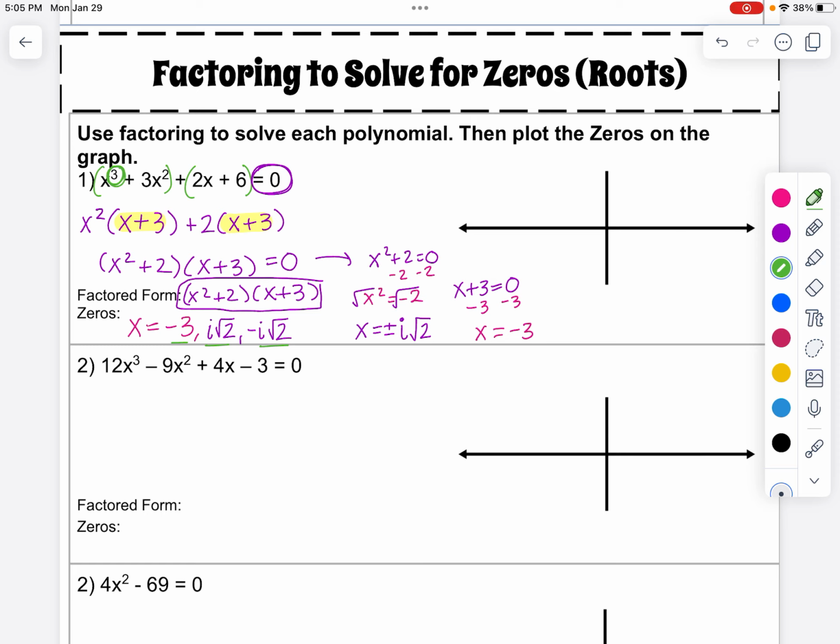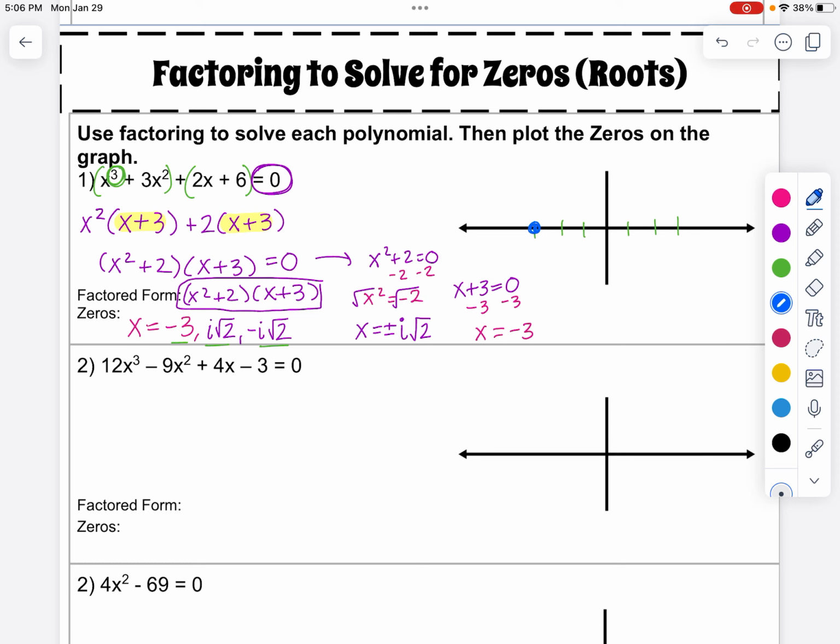Now we're going to plot these on the graph. So on this graph here, it's not really scaled. You'll have to scale it yourself. We have x equals -3. And then x equals i radical 2 and negative i radical 2, those are imaginary, so they do not show up on the graph. So we only have this one zero that's going to show up. Now, in order to really sketch these, the other piece that we need is just the ends. We can sketch it with just the zeros and the ends.